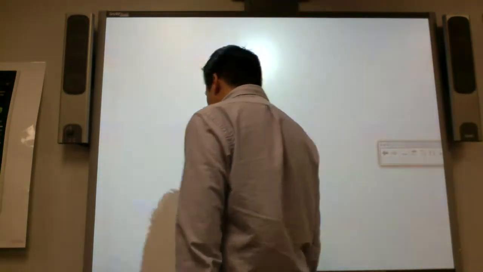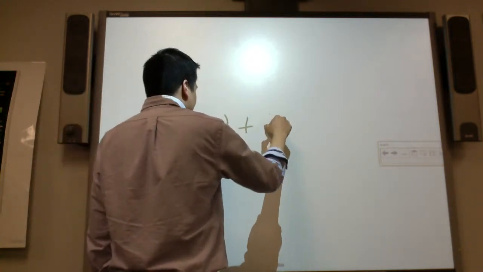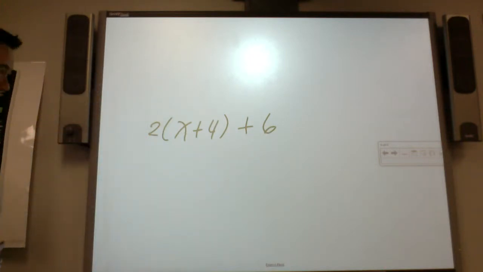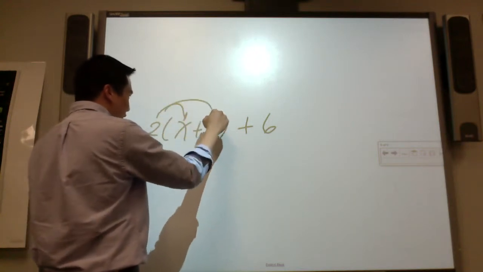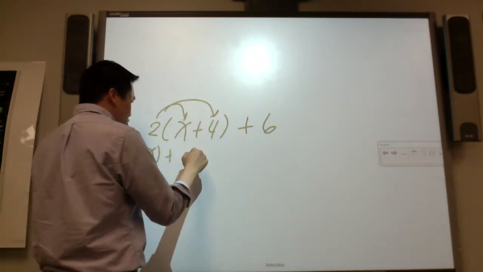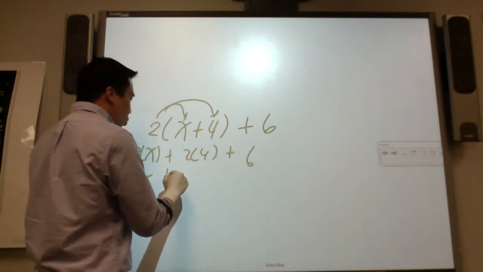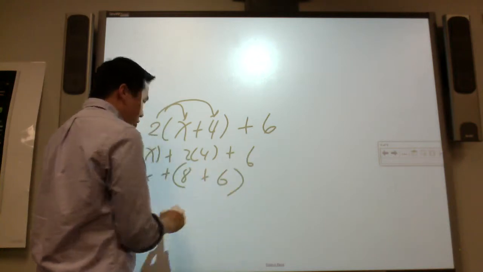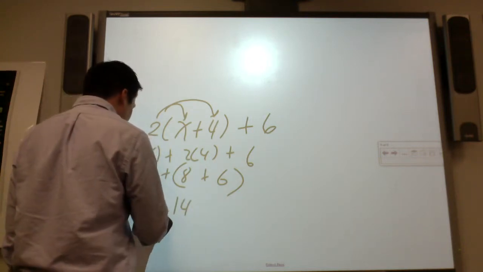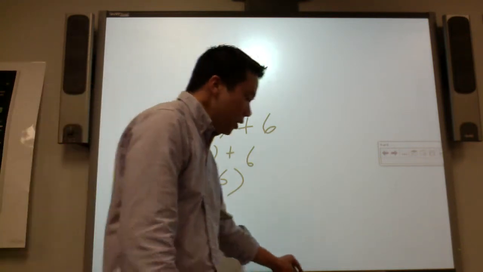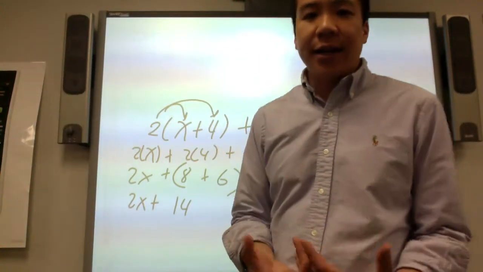So again, let's try one more. You have 2 groups of x plus 4, plus 6. Can you group anything? I don't want to use algebra tiles. I'm going to use this: 2 groups of x plus 2 groups of 4 plus 6. So what's 2 groups of x? 2x. What's 2 groups of 4? 8 plus 6. Using the associative property, combine the 8 with the 6, you get 14. So it's 2x plus 14. So we learned how to simplify expressions, or group x's and numbers together.